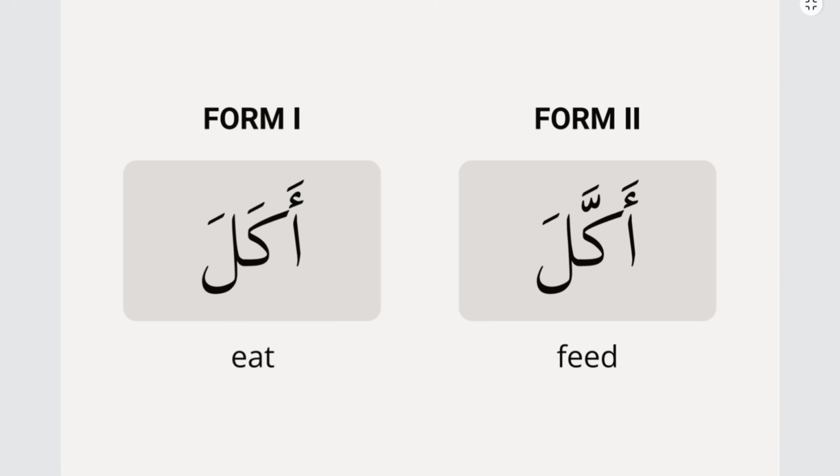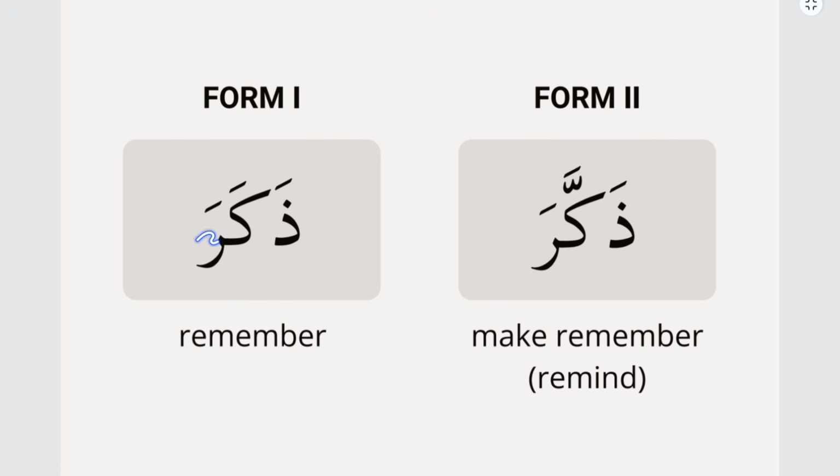To get a better idea, let's look at some examples. A form 1 verb will be akala. Akala means he ate. To change that to a causative form, it will be he fed, because feeding is basically making someone else eat, and that is the meaning of form 2 and 4. Another example is dhakara. Dhakara means he remembered. A form 2 verb from the same root will be dhakkara. Dhakkara means to cause or to make someone remember. So dhakkara means he reminded.